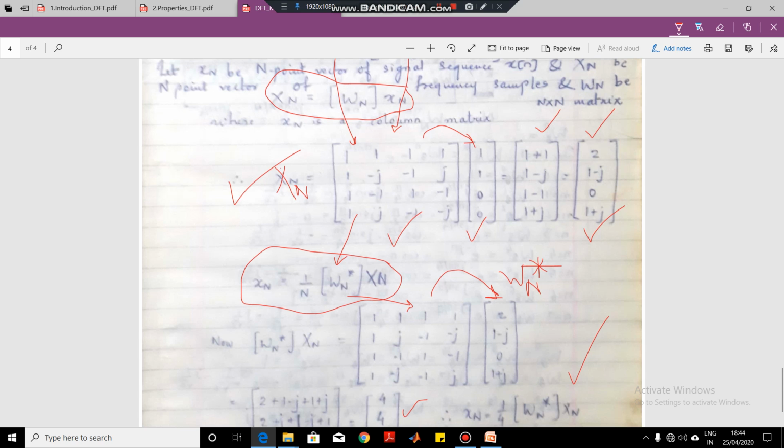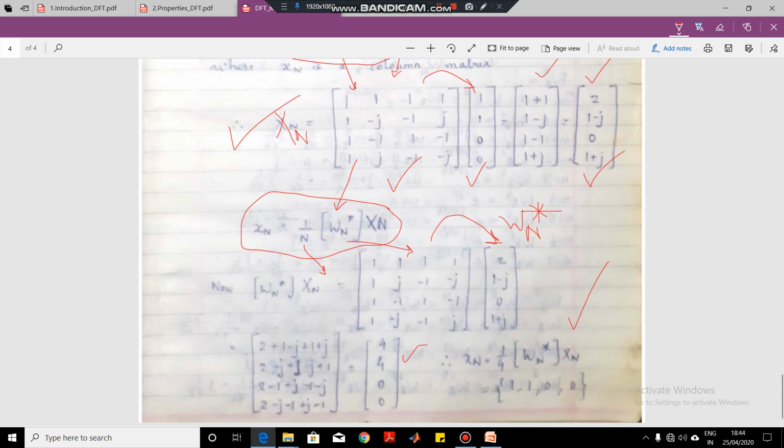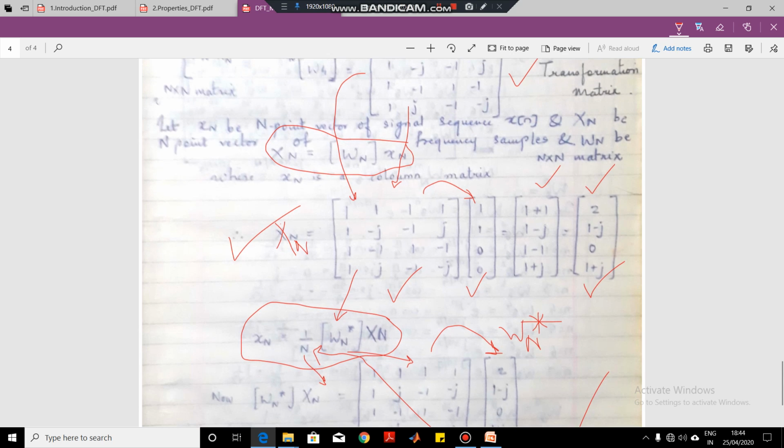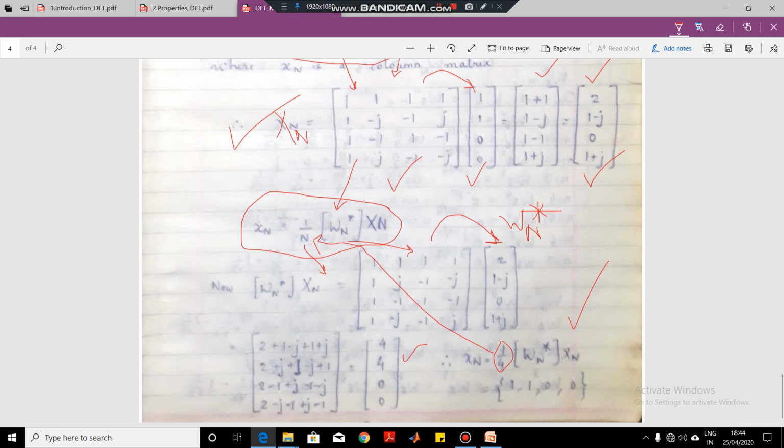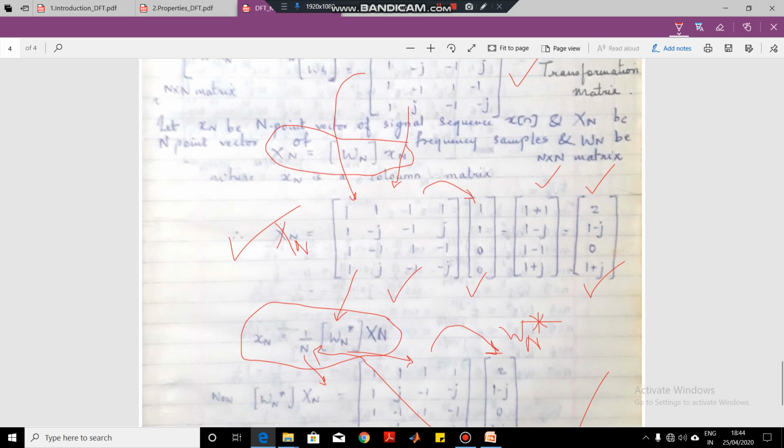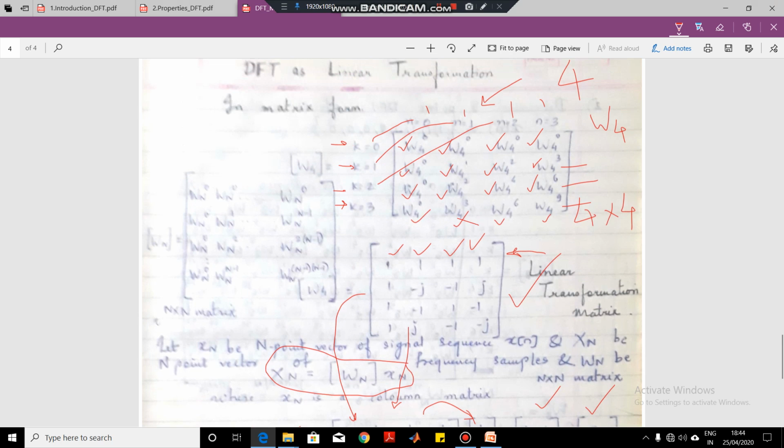And here you have to divide by N. In case of IDFT, you have to divide by N, so the final answer will be multiplied by 1 upon N. But in case of DFT, it will not be divided. It will be just a simple multiplication. These are the two slight differences which we can understand from the formula. The important thing is computation of this matrix, which is called the Twiddle factor matrix.